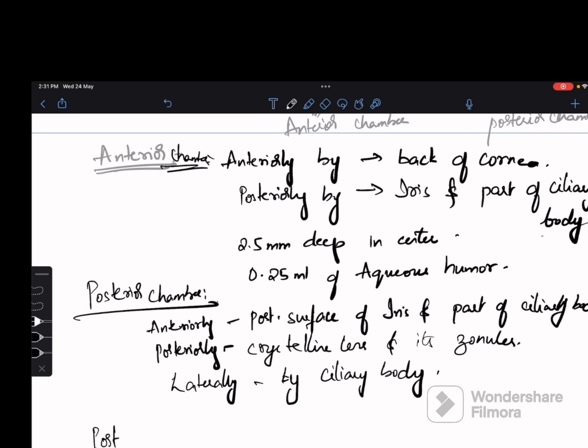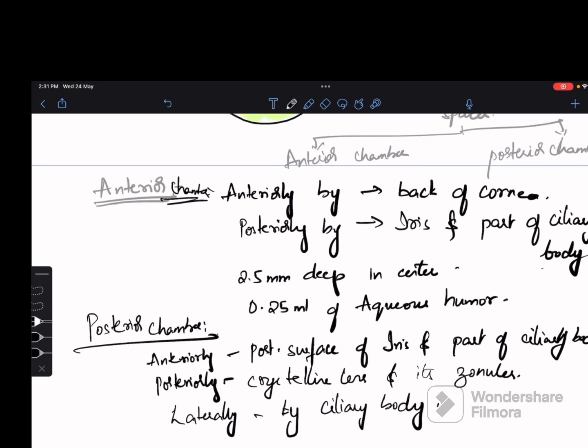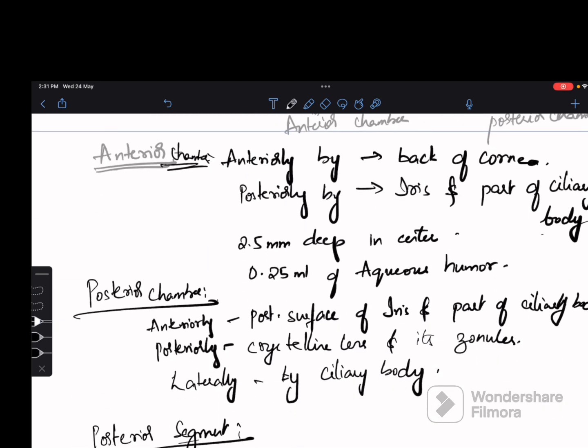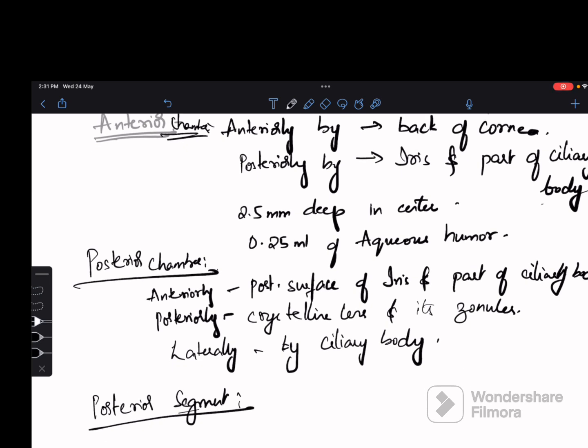Then the last one is your posterior chamber. Posterior chamber is done, so now the posterior segment, right? Now the posterior segment is here, I told you, right? Behind the lens. So what do we have behind the lens? We will have vitreous humor.